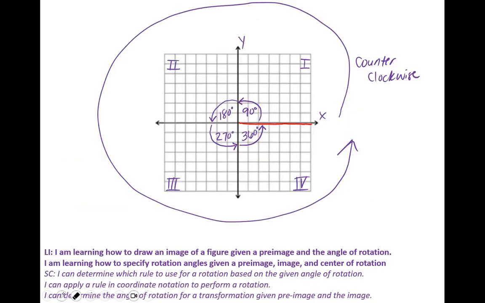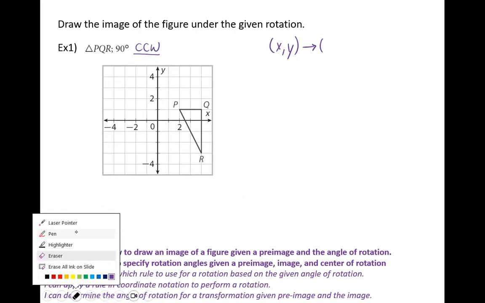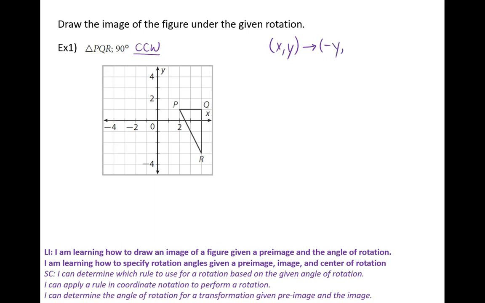All right, so let's see. Forward, that's going to be negative y, x. Awesome. Now I'm going to grab my ordered pairs. P is located at 2, 1. Q is located at 4, 1. R is located at 4, negative 3. And we are going to apply the rule. The rule tells me to do a negative and then the y value, comma, and then the x value. If I simplify that, I get P prime at negative 1, 2.